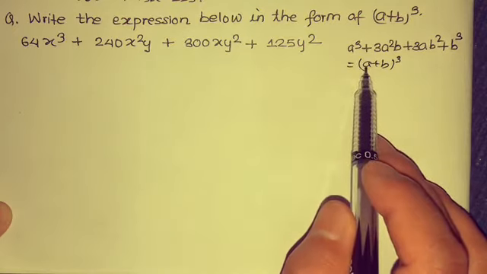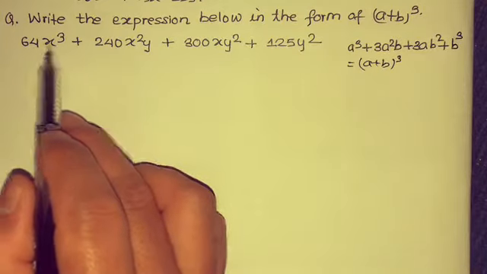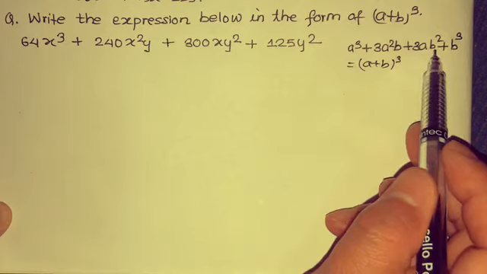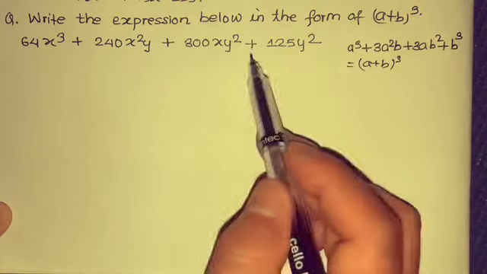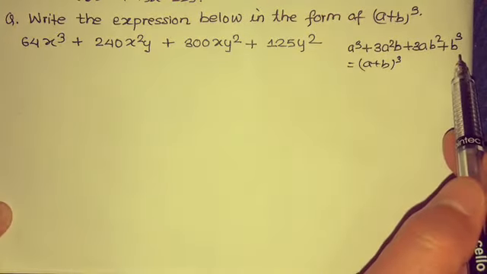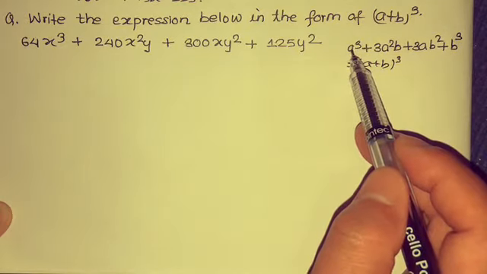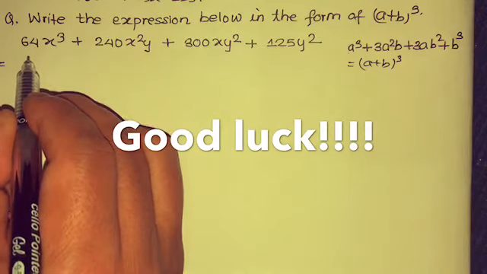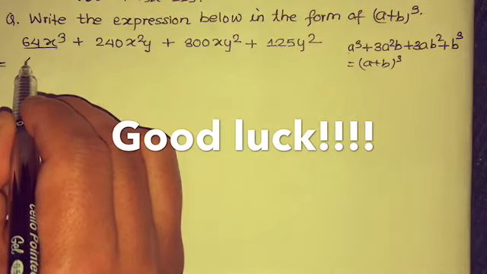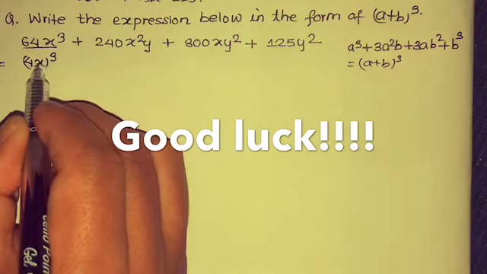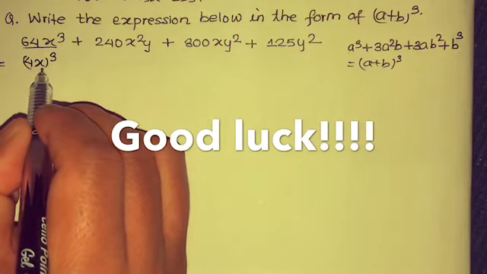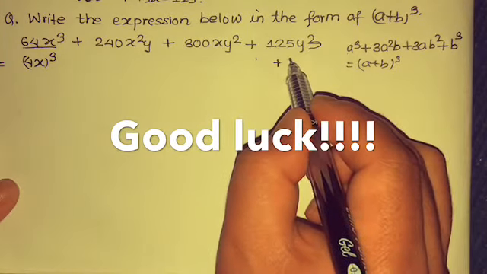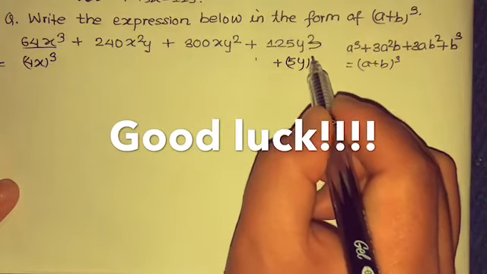So to write in the form of (a plus b) whole cube, we have to express these four terms as in the formula. Okay, in this form we have to express these expressions, where the first term is a whole cube and the last term is also a cube of b. 64 is the cube of 4. So in place of 64x cube, we can write (4x) cube. Now we have obtained this in the form of a cube. Similarly, the last term we can write as (5y) whole cube.